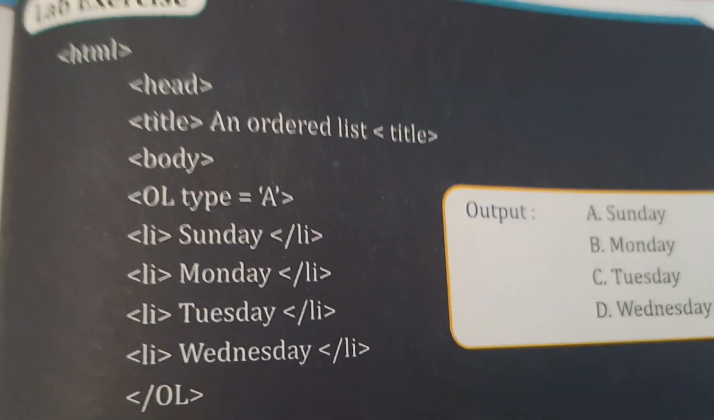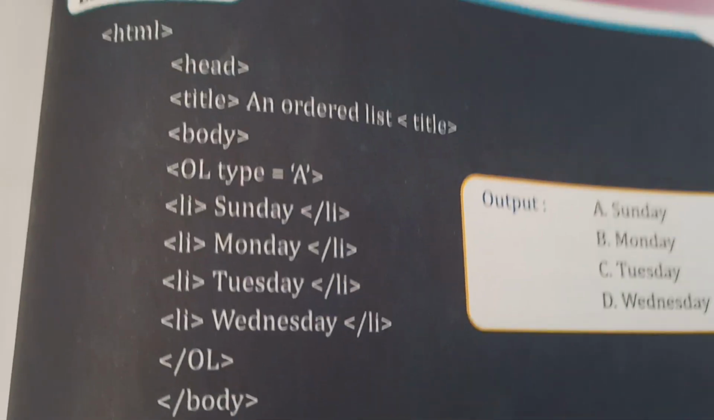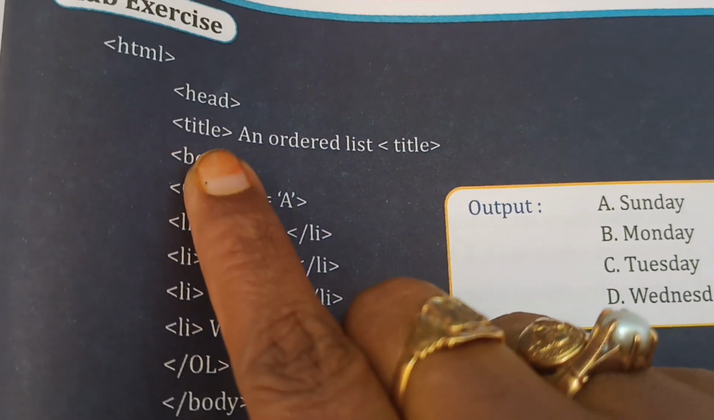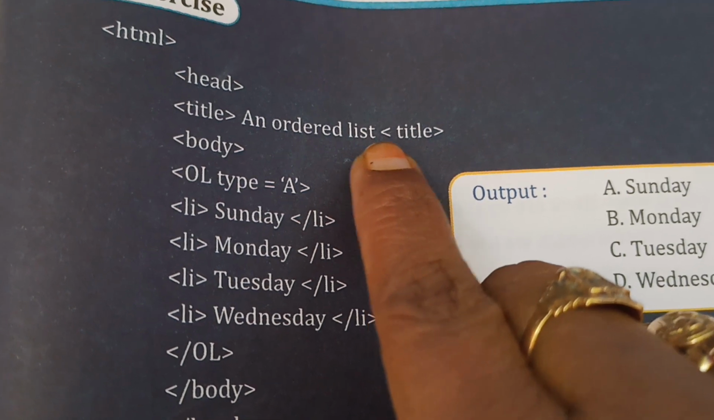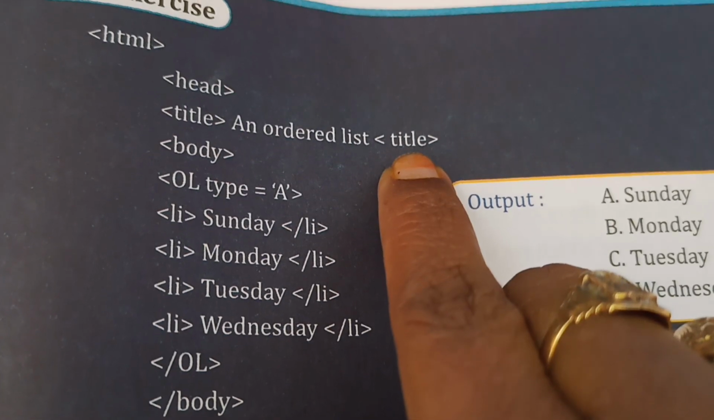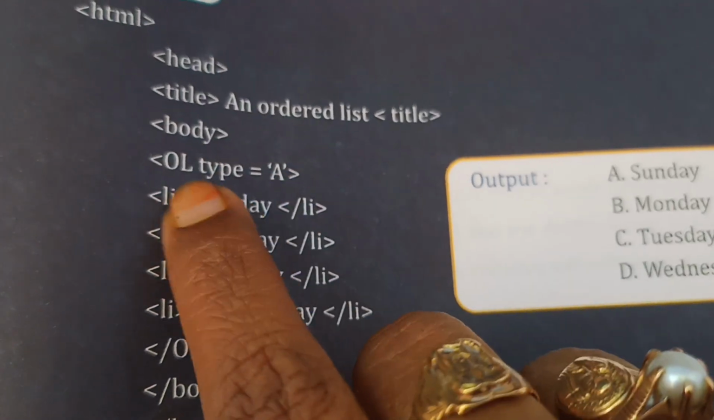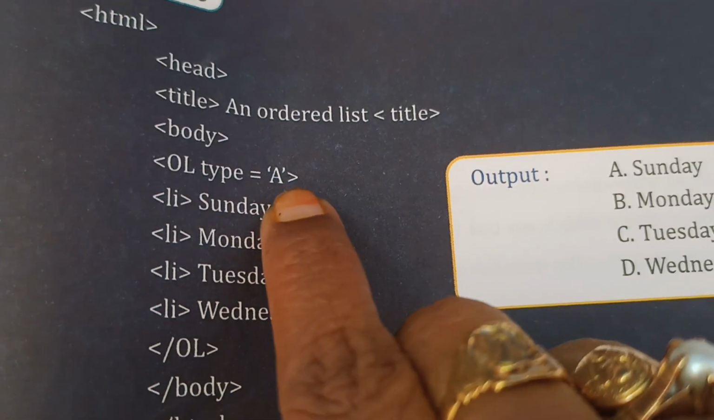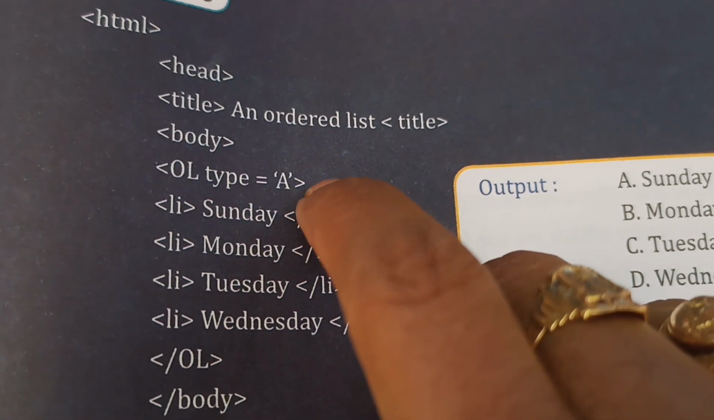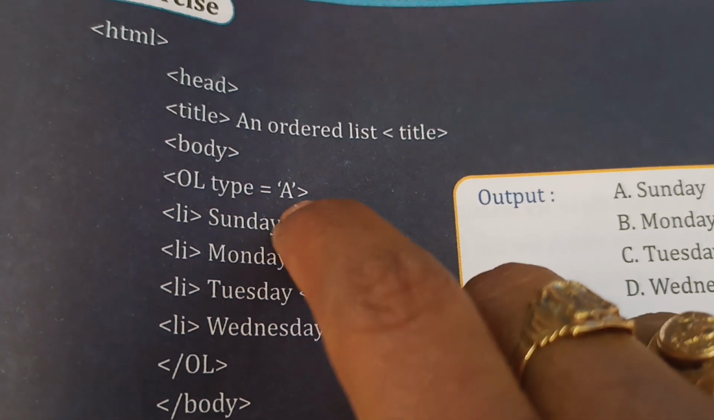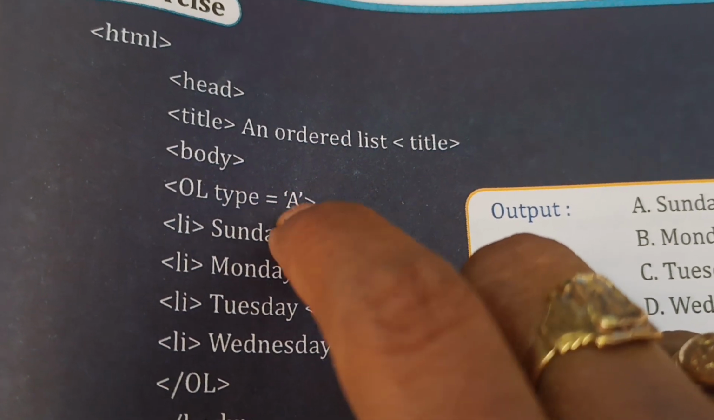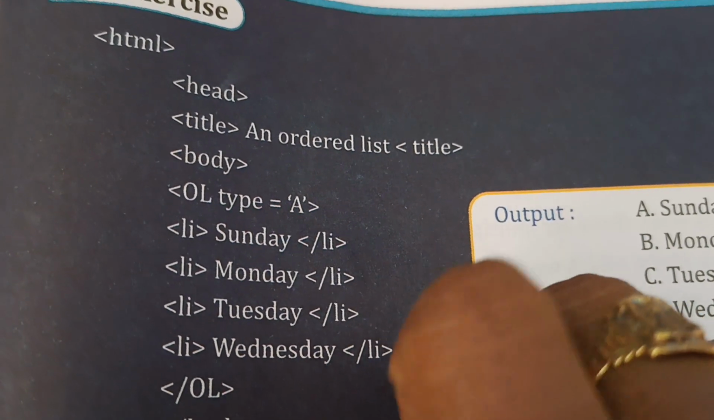Now I am explaining the ordered list program. See here: HTML, head, title and ordered list, title closing bracket, body, OL means ordered list type A. List item, take it. List means order. You can take numbers, Roman numbers, alphabetic order, capital letters or small letters, whatever it may be. This is like a list model.